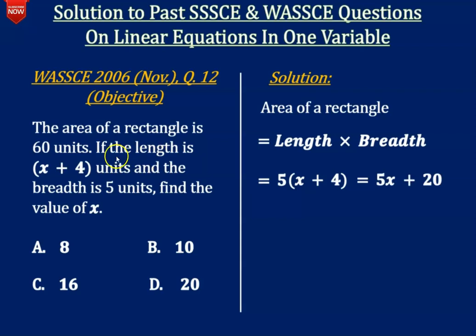But we are told that the area of the rectangle is 60 units. This implies that 5x plus 20 is equal to 60. Grouping like terms, we have 5x on the left-hand side and 60 minus 20 to be 40 on the right-hand side. Dividing both sides by 5, we have x to be 8. Therefore, the correct answer is option A.